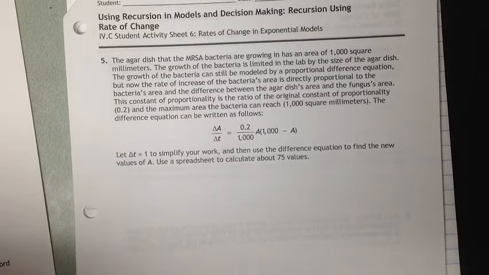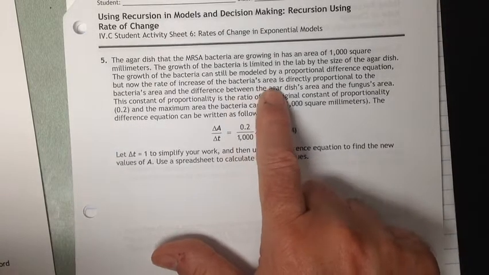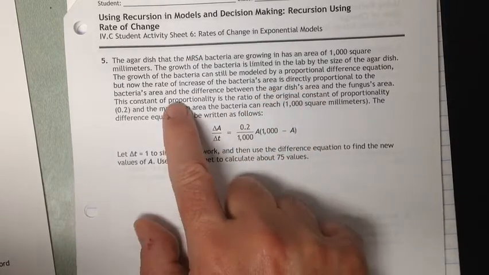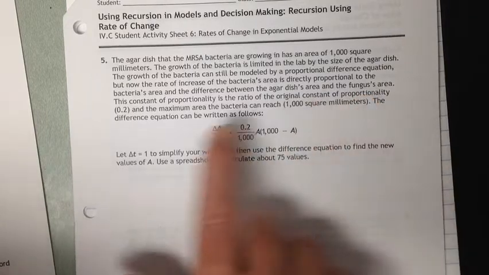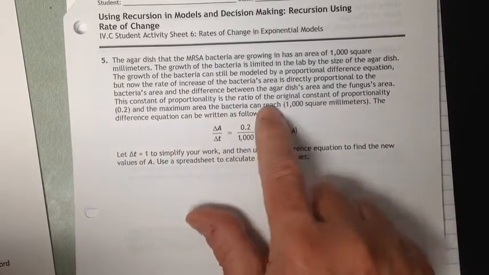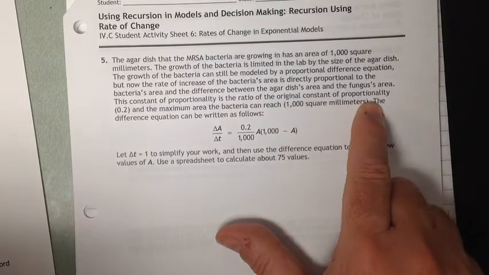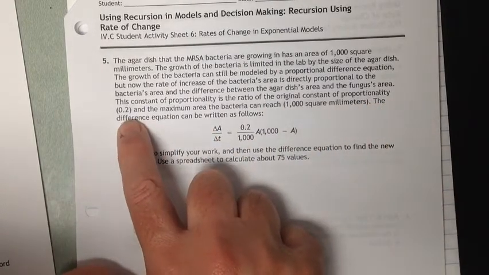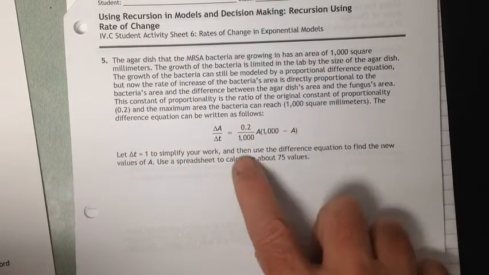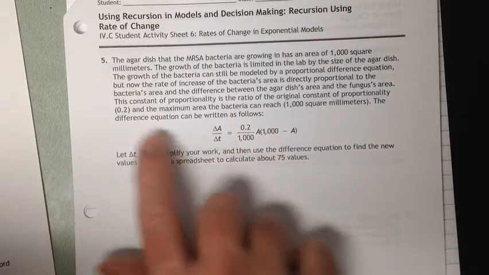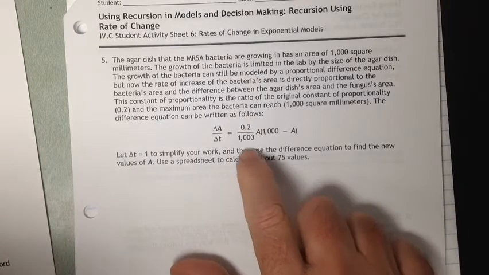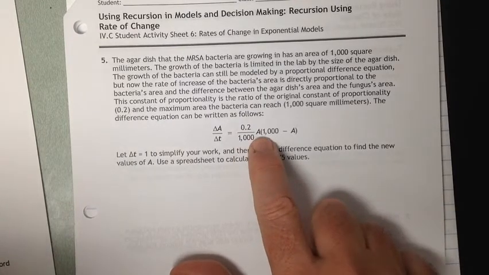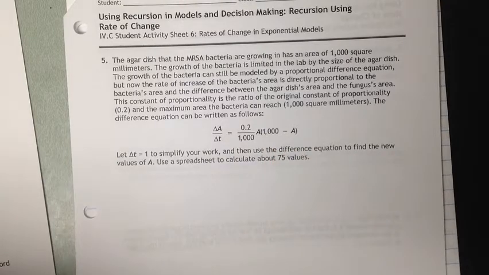The growth of the bacteria can still be modeled by a proportional difference equation, but now the rate of increase of the bacteria's area is directly proportional to the bacteria's area and the difference between the agar dish's area and the bacteria's area. This constant of proportionality is the ratio of the original constant of proportionality, 0.2, and the maximum area the bacteria can reach, 1,000 square millimeters. So you can see this ratio right here. The difference equation can be written as this: 0.2 over 1,000 times A times 1,000 minus A.